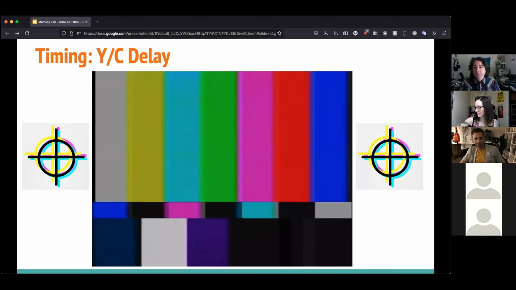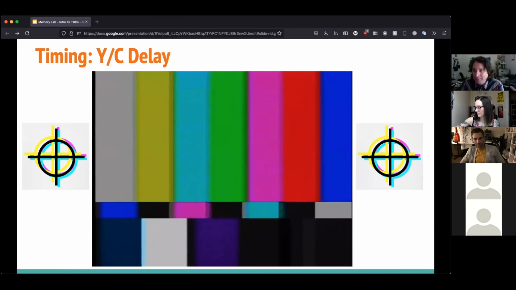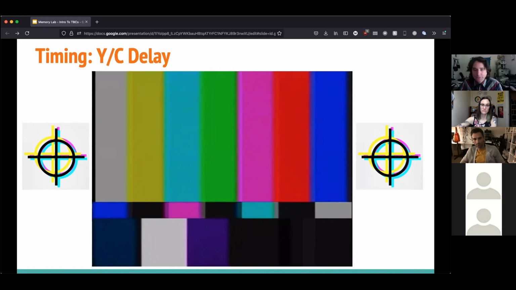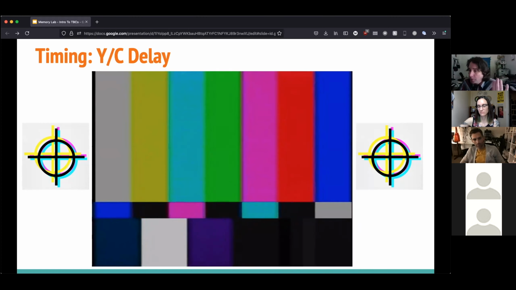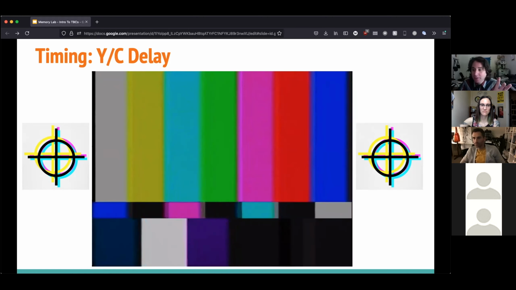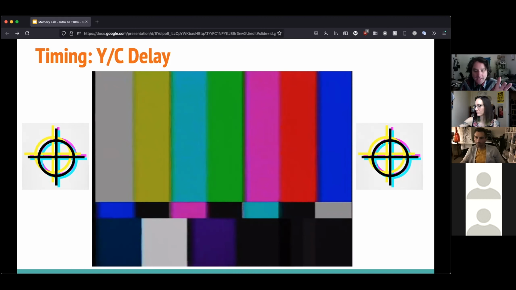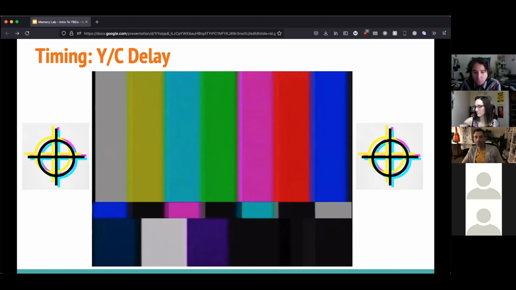There's also the concept of YC delay. I want to mention this because this is something that we're starting to do a lot more at BAVC. It's maybe hard to see with this GIF, but what's actually happening here is the chroma information is being moved, but the luminance information is not being moved. You can see that more clearly if you look at the white square on the bottom left, and you notice that the white square is not moving to the left or the right, but the color bars are moving to the left and right.